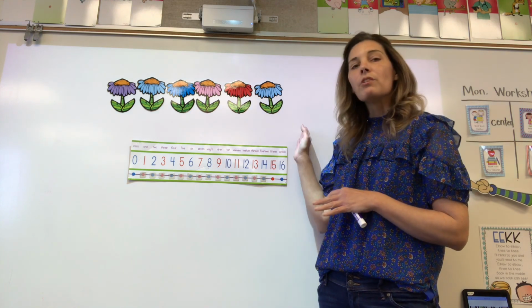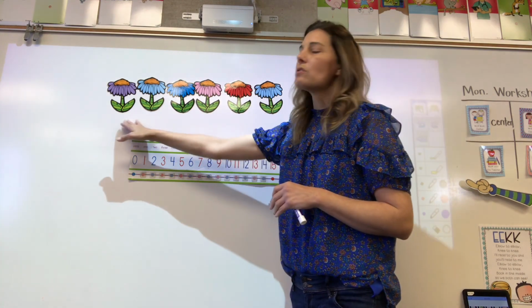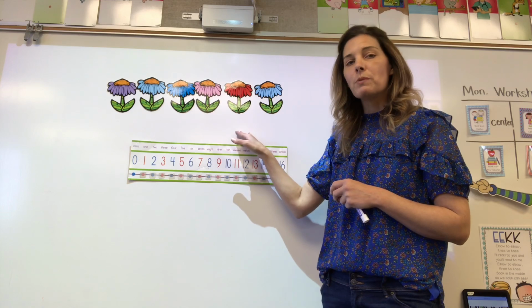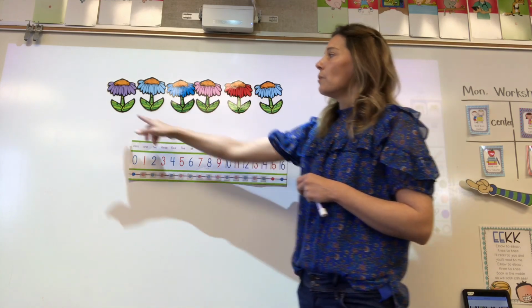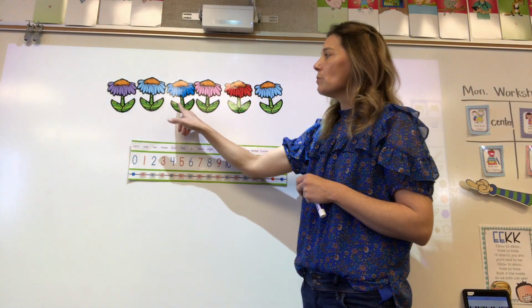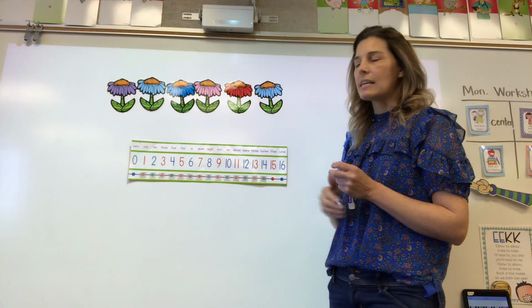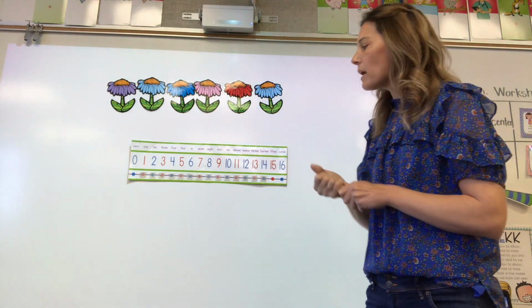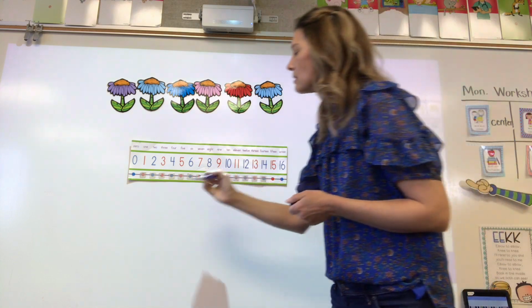So we're gonna look at our whole group. So we're gonna start with this whole group of flowers. So first we need to count to see how many is in our whole group. 1, 2, 3, 4, 5, 6. So I have 6 flowers in my whole group. So that's going to be the start of my subtraction sentence.